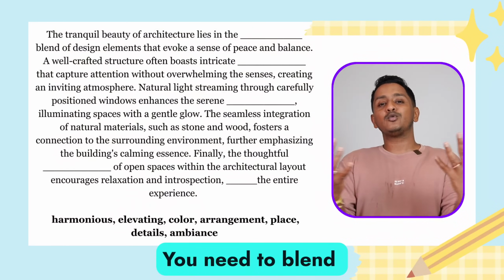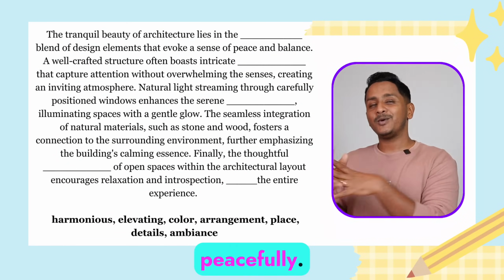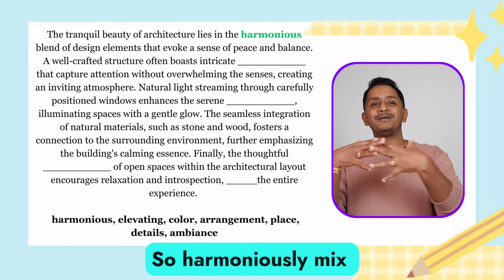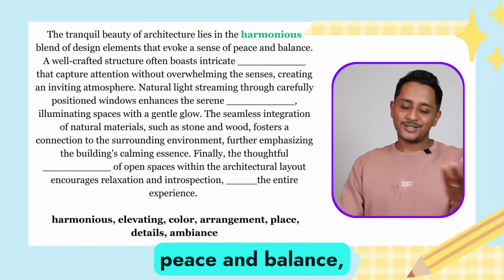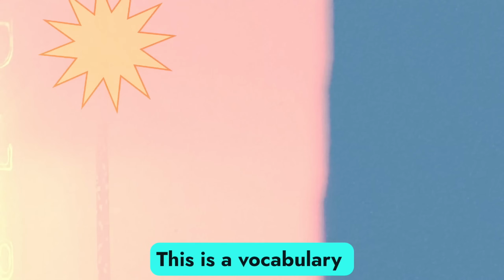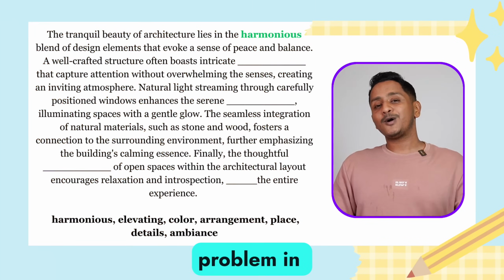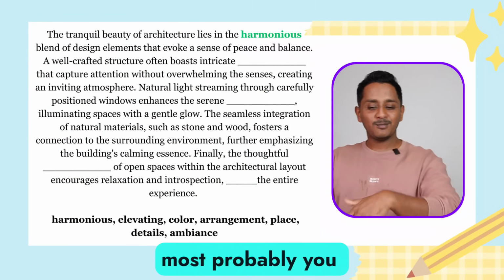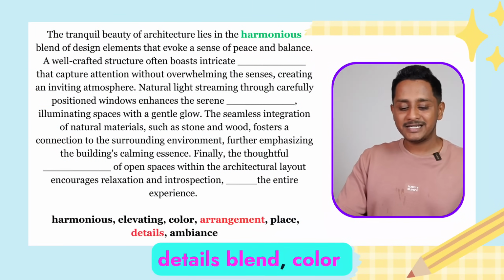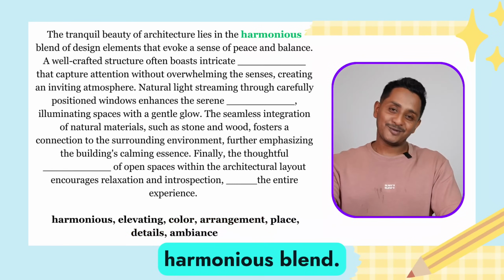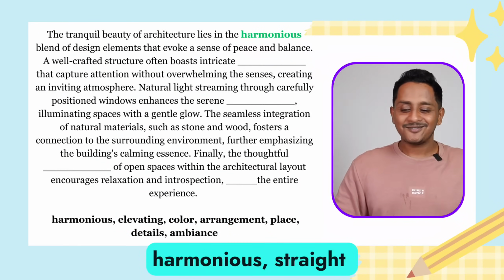You need to blend those elements peacefully. You cannot blend peacefully, but you can blend harmoniously. So harmoniously mix them to produce peace and balance, tranquil beauty. All of them go together. So this is vocabulary based and a mixture of collocations. So if your problem is in collocations or vocabulary, most probably you would write arrangement blend, details blend, color blend. I've seen people using it. So it's harmonious blend. First one is harmonious, straight one.